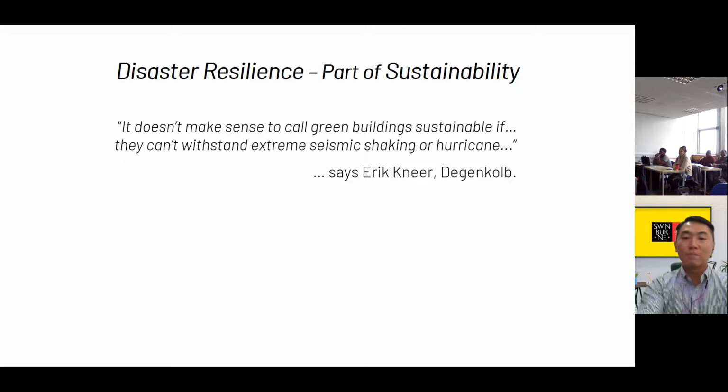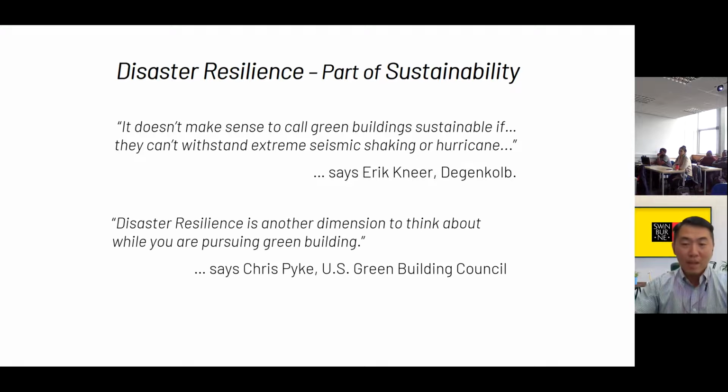For example, there are some quite famous engineers, mainly located in the US. And they also said that it doesn't make sense to call green buildings sustainable if they can't withstand extreme seismic shaking or hurricane. And even a major person in the US Green Building Council also said that disaster resilience is another dimension to think about while we are pursuing green building.